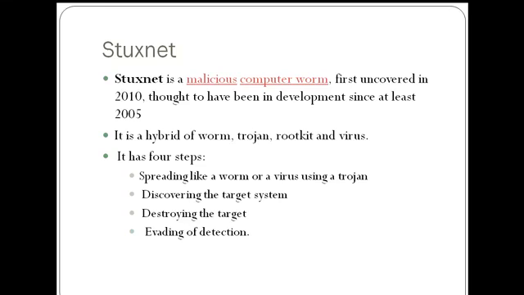It is almost 20 times more complex than any other previous malware. We could also say that it is a hybrid of worm, Trojan, rootkit and virus. Mainly it happens in 4 steps. It spreads like a worm or virus using a Trojan, then discovers the target system, then destroys the target and evades detection, which we have seen in the Iranian nuclear power plant.